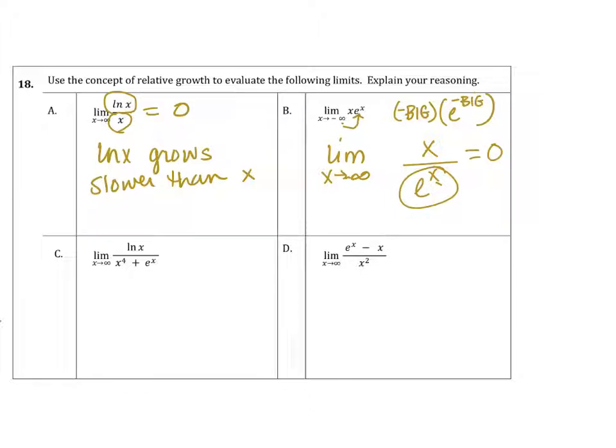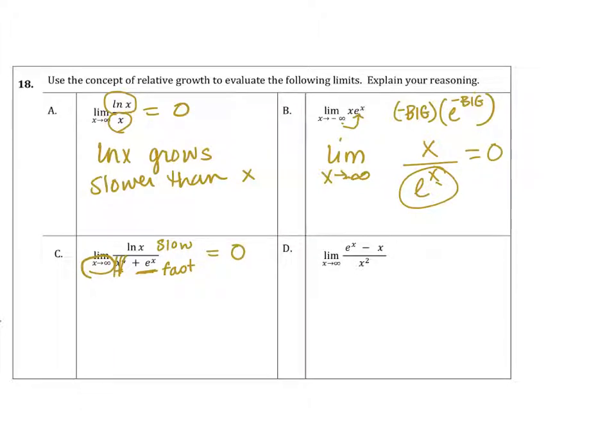Our next one, natural log of x over x to the 4th plus e to the x. As x grows increasingly large, really this x to the 4th isn't going to play as much of a part as e to the x. And so if we have a slow growing function over a fast growing function, then we know that's going to tend toward 0.